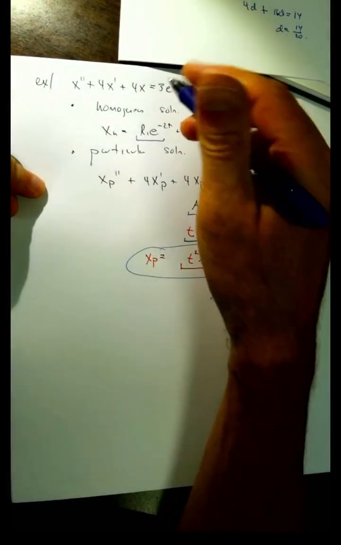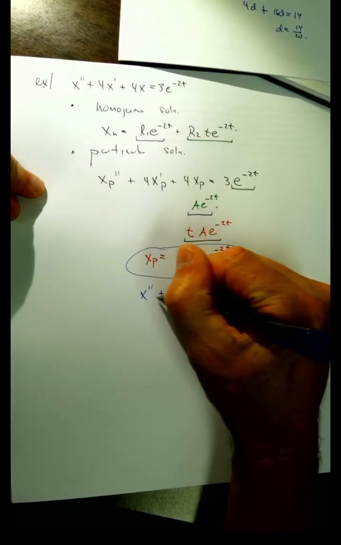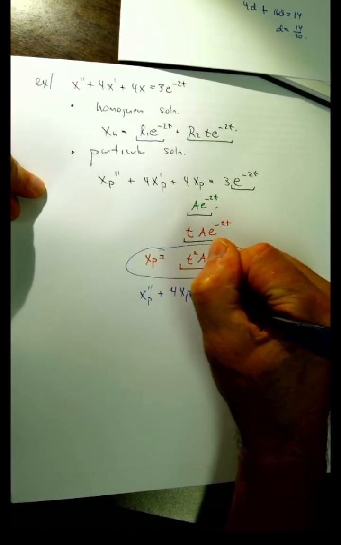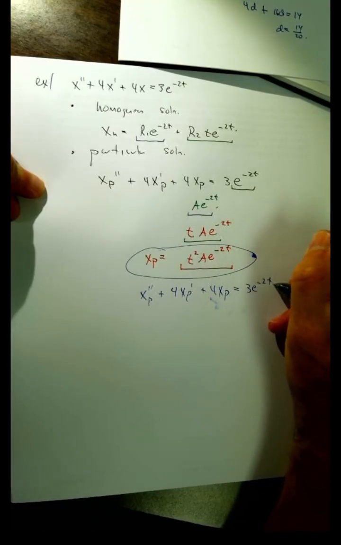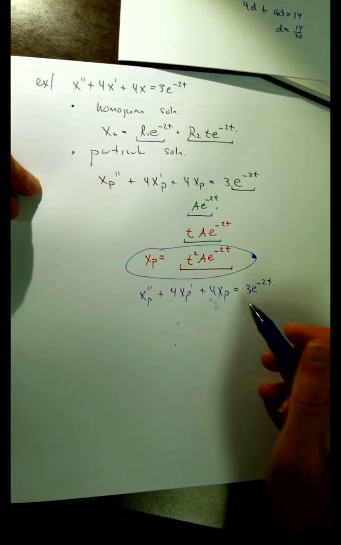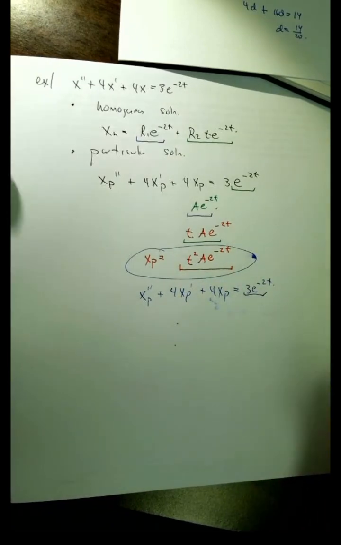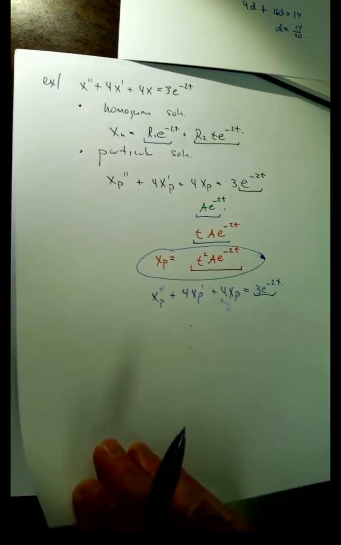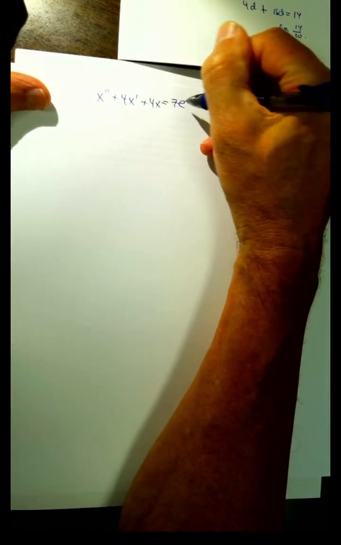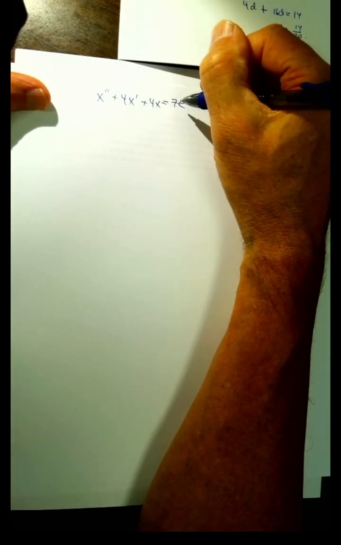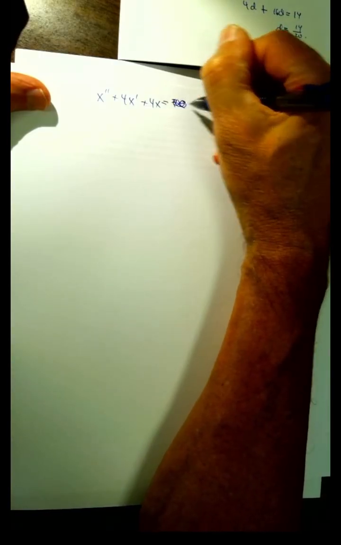I'm going to take this and plug it into my differential equation, which looks like this. I'm going to need to take the first and second derivatives, plug them in here, and hope I can make that work out. So let's rewrite this. I have x double prime plus 4x prime plus 4x is 3e to the minus 2t.